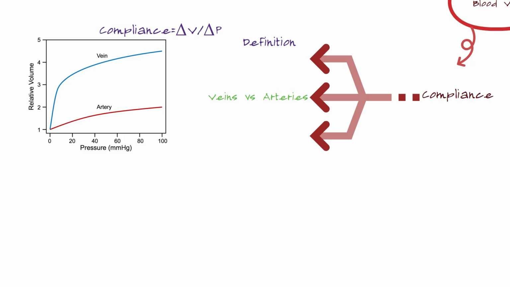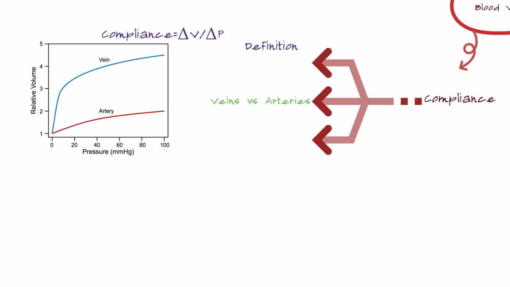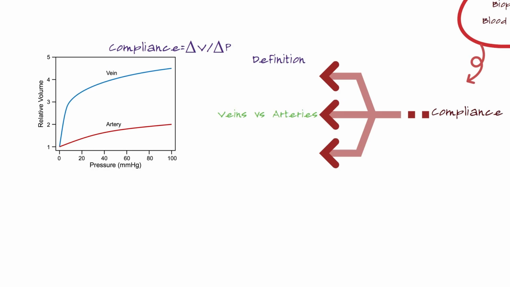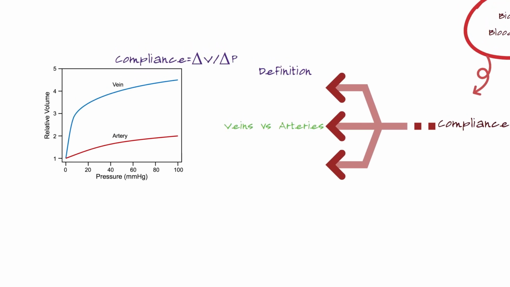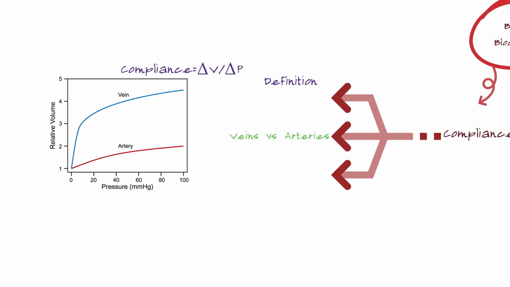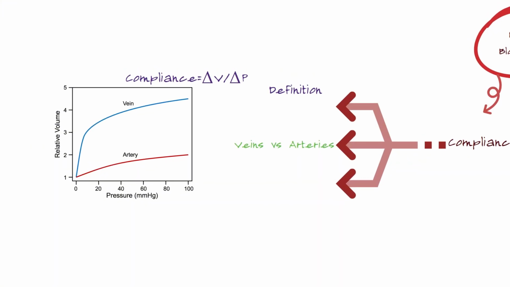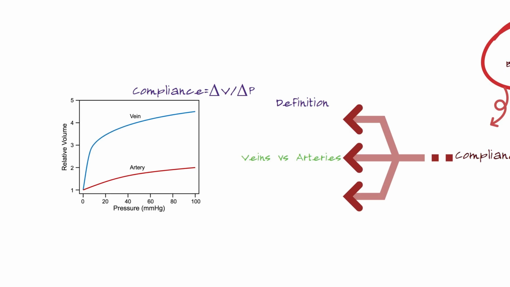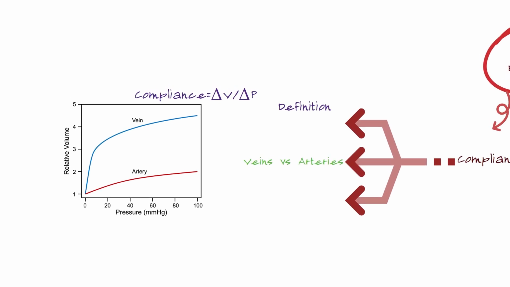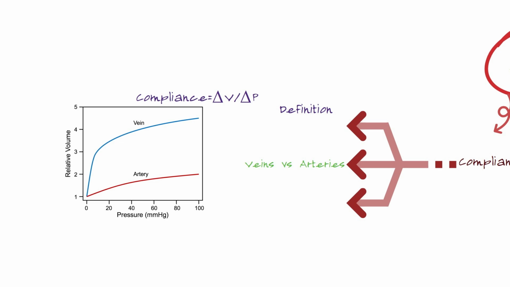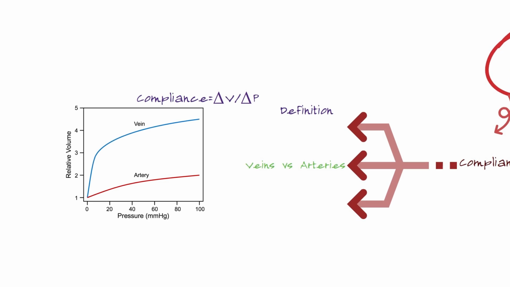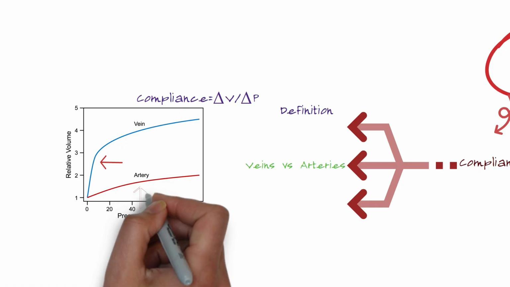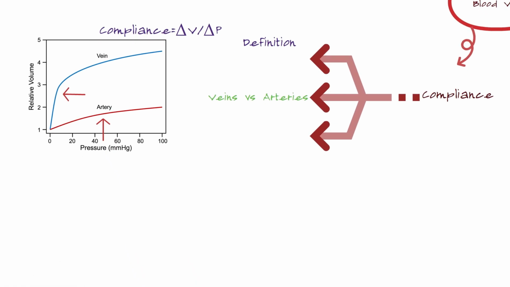Why? Because the vein has a thinner wall and less elastic tissue, so it can stretch easily. So in the vein, a large change in volume causes a small change in pressure. This is why it has a high compliance. While in the artery, a small change in volume causes a large change in pressure, so it has a low compliance. The vein functions as a blood reservoir because it has a high compliance.